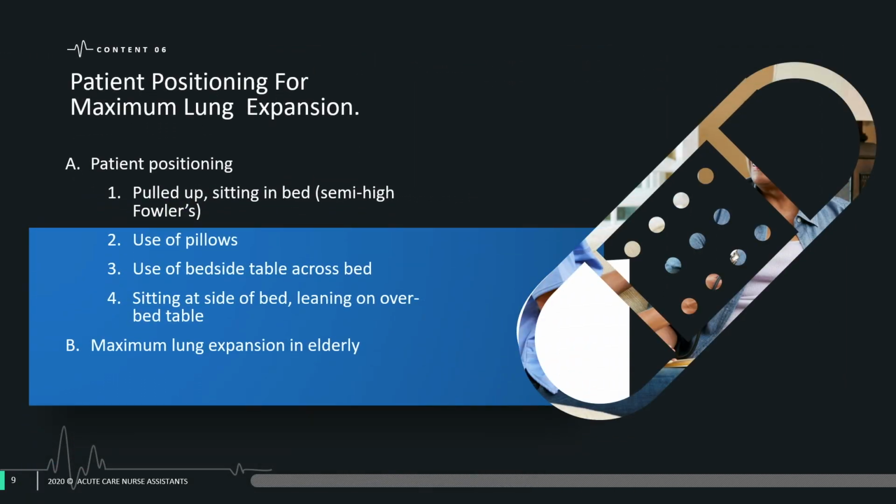Content 6. Patient positioning for maximum lung expansion. Patient positioning: pulled up, sitting in bed, semi-high Fowlers. Use of pillows. Use of bedside table across bed. Sitting at side of bed, leaning on overbed table. Maximum lung expansion in elderly.